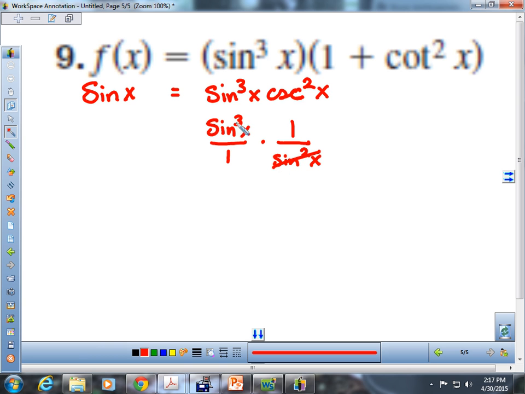The square is going to cancel the cube and leave me just with sine x. I read the wrong one. Okay, all right. Go with 9.